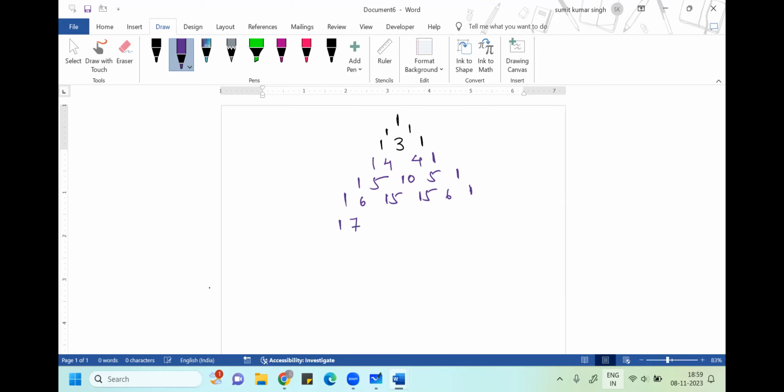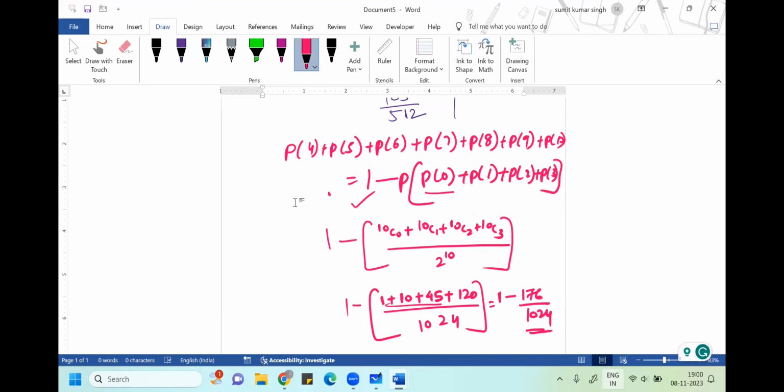1 plus 6, 7. This is 21. This is 35. This is 21. This is 7. This is 1. Then 1, 8, 28, then 56, then 56, then 28, then 8, then 1. So you write the Pascal triangle. The sum of each row is always 2 to the power n. This is 2 to the power 0, this is 2 to the power 1, 2 to the power 2, 2 to the power 3, like that. Understood, everyone?